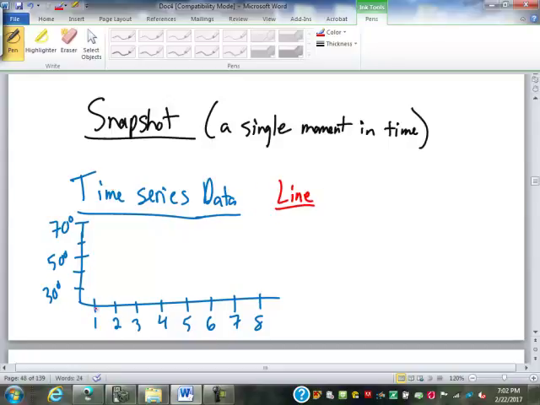So let's say that on the 1st of the month, the high temperature was 48. And on the 2nd, it got up to 52. On the 3rd, it only got up to 43. On the 4th, it got up to 59. The 5th, it got up to 58. The 6th, it got up to 61. The 7th, it was back down to 51. And on the 8th, it was at 54.